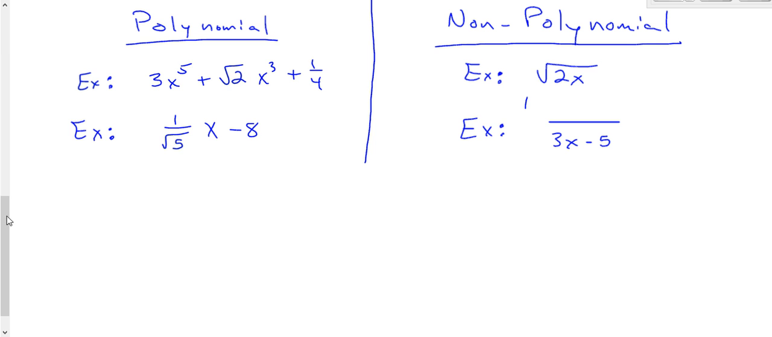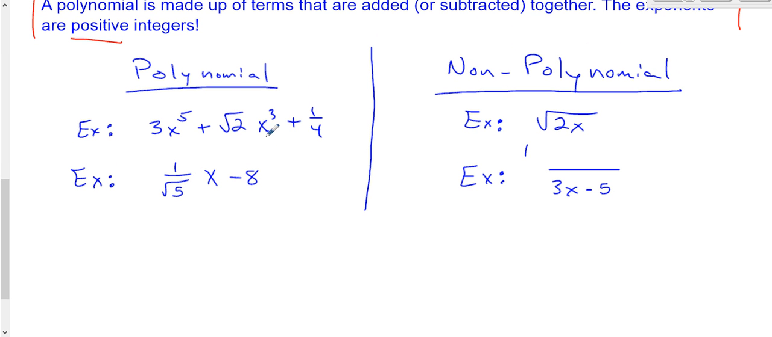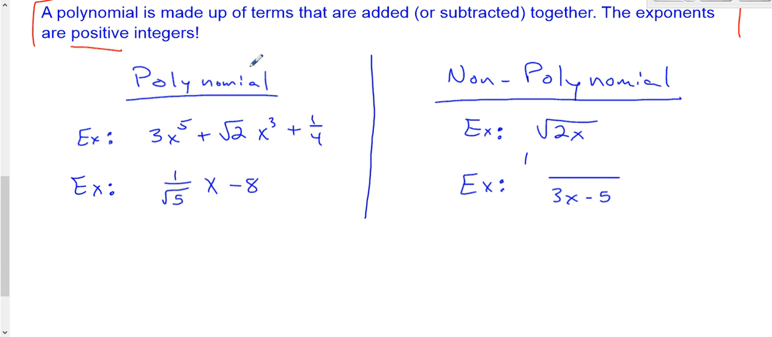So here's how we can look at these to determine if they're a polynomial or not, is by having exponents that are positive integers. So a polynomial would look like this: 3 times x to the 5 plus the square root of 2 times x to the third. Notice the radical does not go over x to the third, and then plus 1/4. So that works. An example of a non-polynomial would be if you had the radical go over the x, so like the square root of 2x. Or if this went all the way over x cubed, that would not be a polynomial anymore.